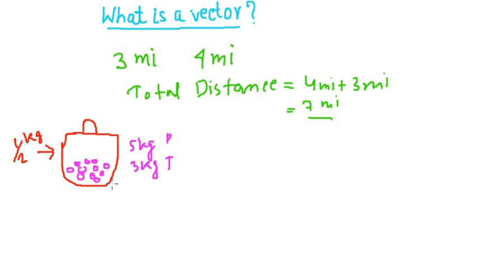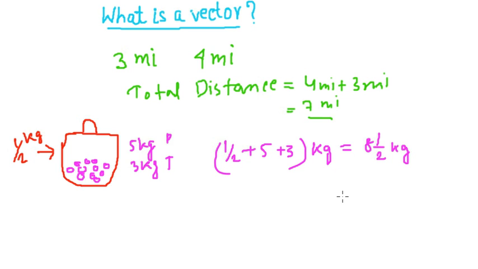So what is the total weight of this bag including tomatoes and potatoes? Yes, it is half a kg plus 5 kg plus 3 kg. So it is 8.5 kg. So far it is very simple. Let us take another simple example.